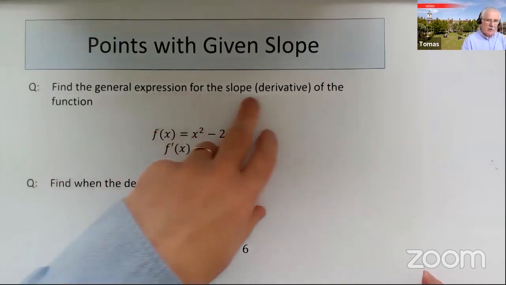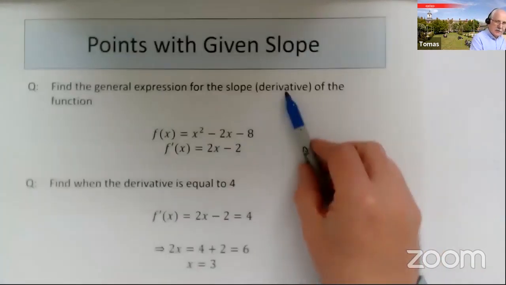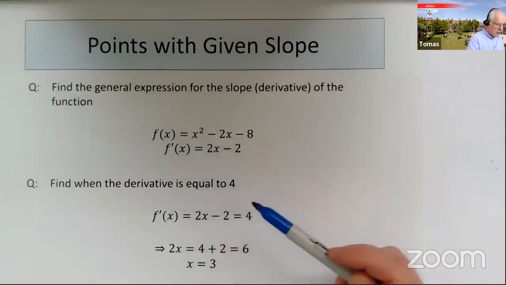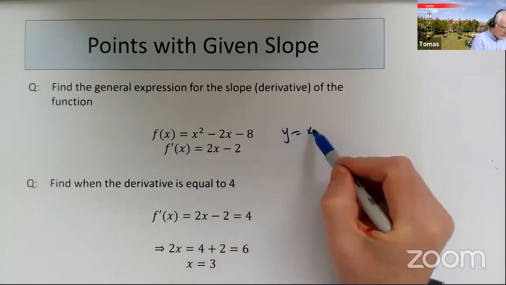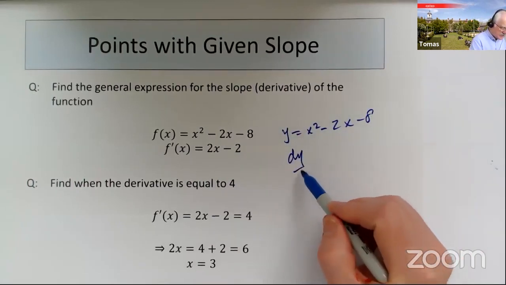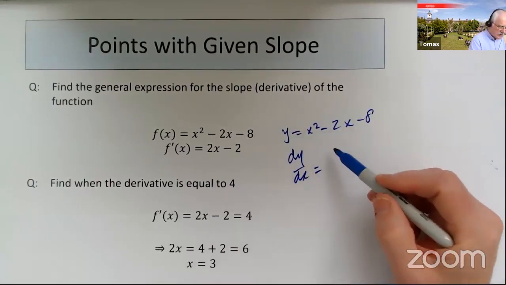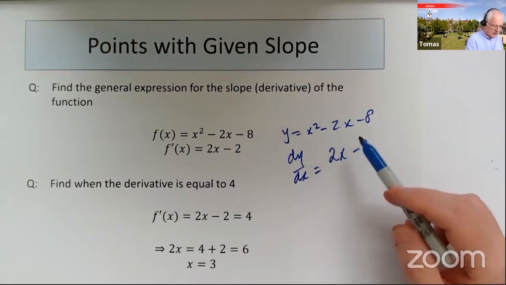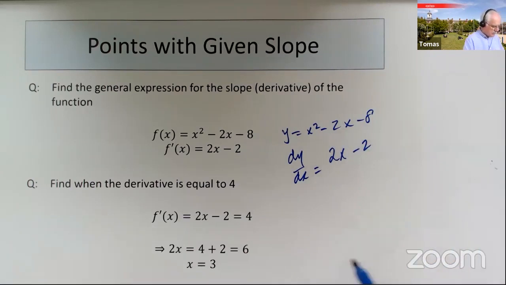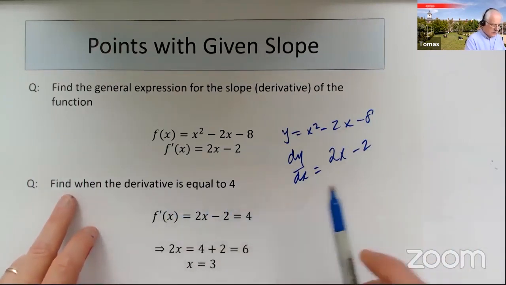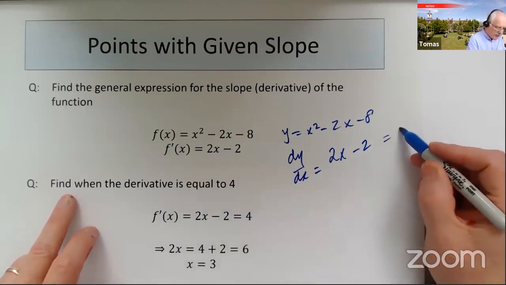So find the general expression of the slope, or derivative, of f(x), or y, equal to x squared minus 2x minus 8. What's dy/dx? For x squared we get 2x, and for the minus 2x we get minus 2. Find when the derivative is equal to 4. Find when the slope is equal to 4.